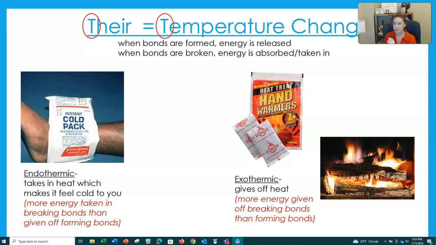So the hand warmers that we use, I went skiing recently and I had these hand warmers that I could crinkle, and then it would give off this exothermic chemical change and reaction. Made my hands warm while I was skiing.